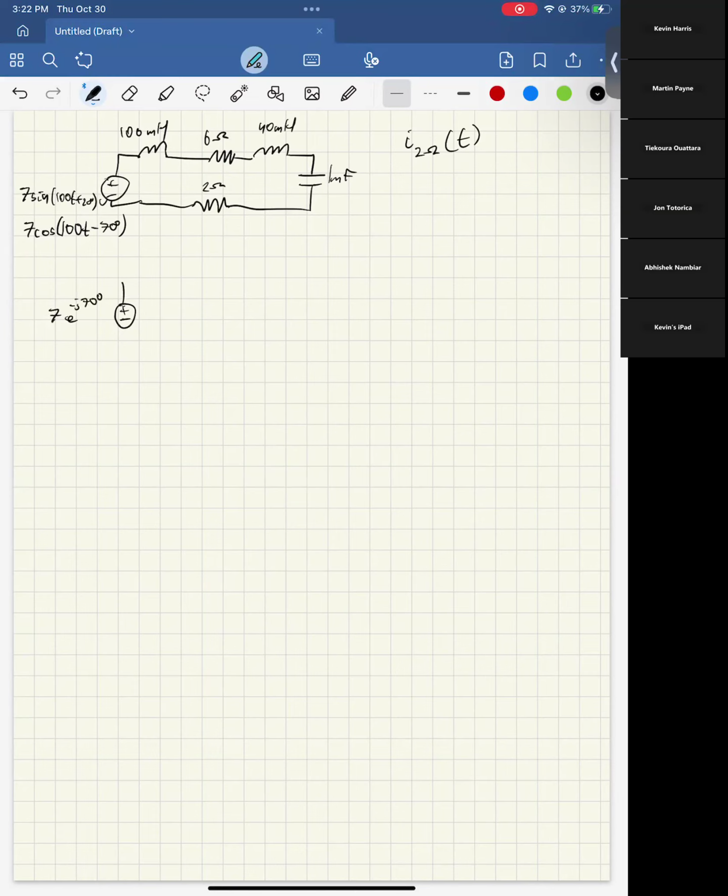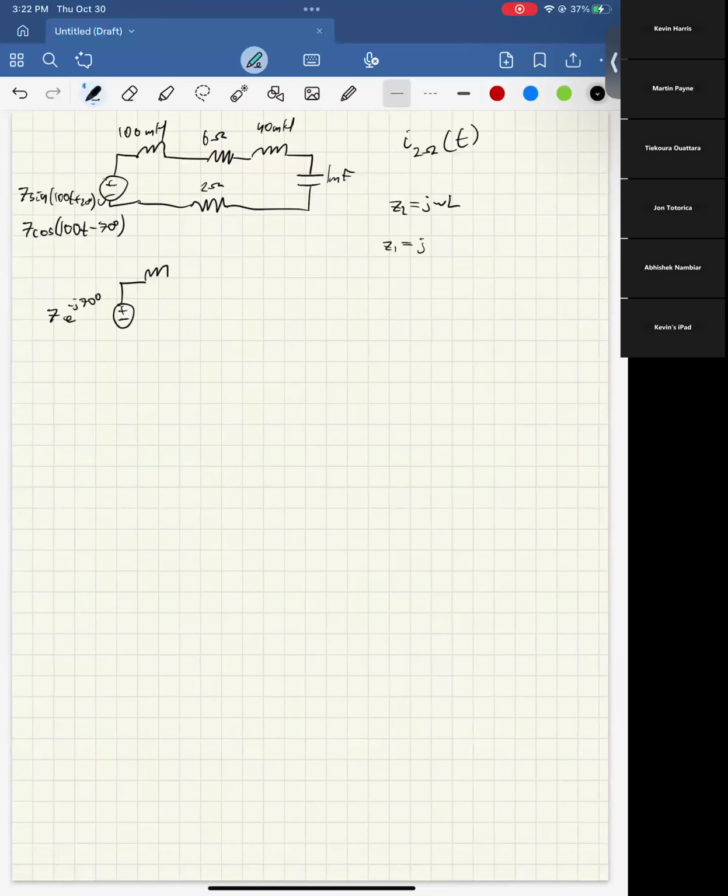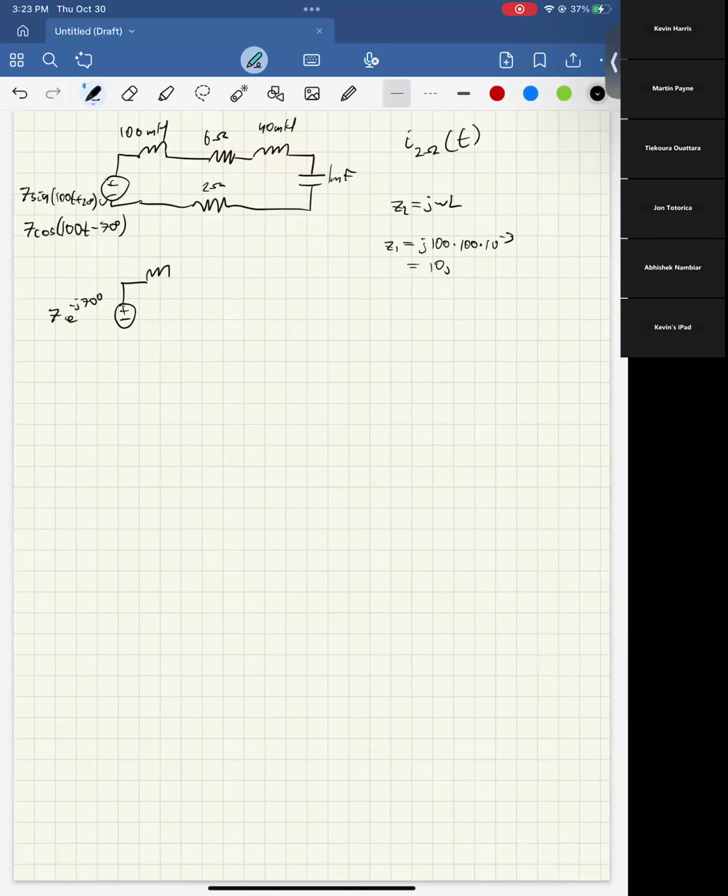Our 100 millihenries. So remember, Z of L is equal to j omega L. So for 100 millihenries, I'll say Z1 equals j times 100 times 100 times 10 to the negative 3. Can I do that in my head? I think it's 10j. That feels right. For the resistor, it's still the same. So I'll write this in. This is 10j.